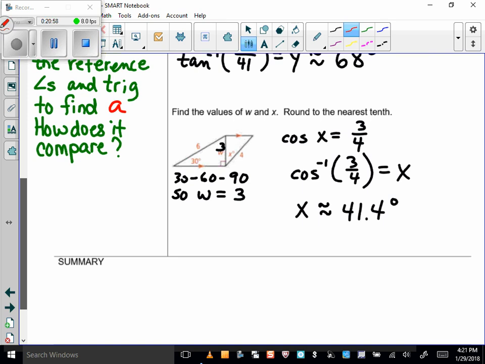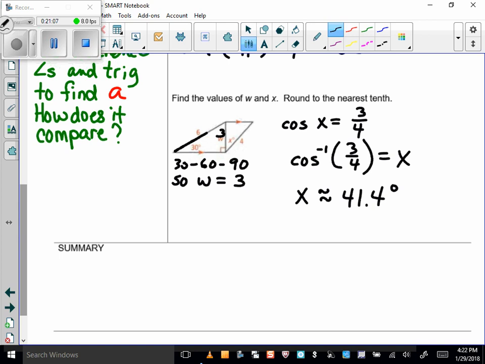Okay, and finally it says find the values of W and X, and I've got to be careful. Now that I've learned trig, I don't just want to go trig crazy and use trig every time, because this triangle over here is a 30, 60, 90 triangle. So I want to keep remembering to use my easy stuff. I don't have to use trig. They gave me the hypotenuse, so I know W is the shortest side in the triangle, which means it's half as long as the hypotenuse. So that's how come we know that's 3.